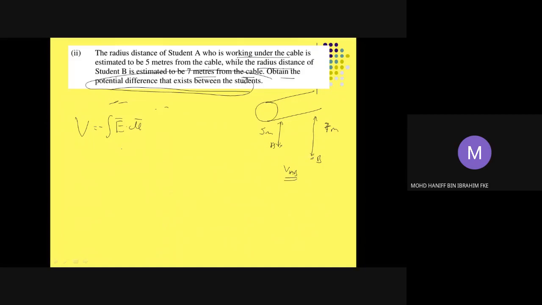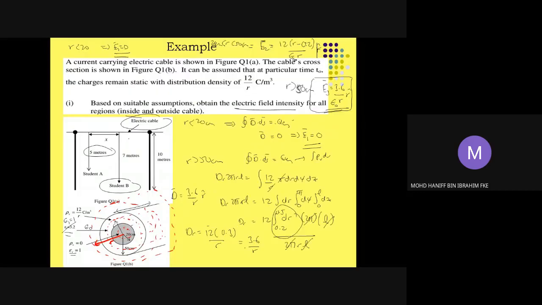So before we can start with finding the potential V here, we need to identify what is the electric field intensity E that shall be used here. Previously we have three electric field values, right? The first one is for R less than 20.